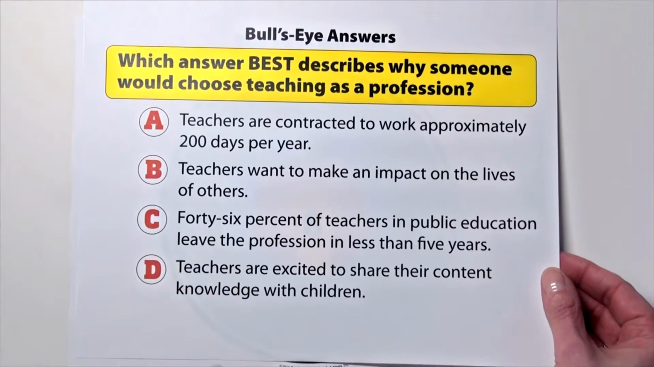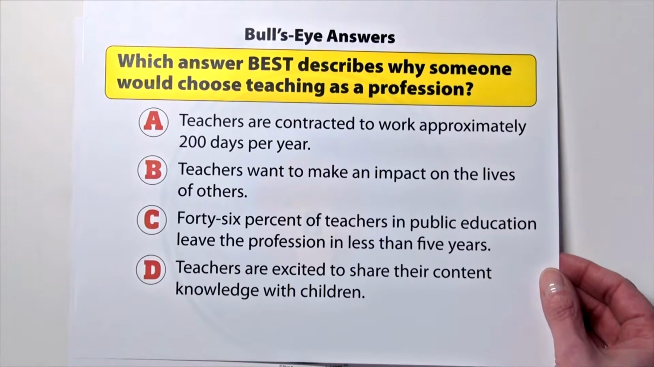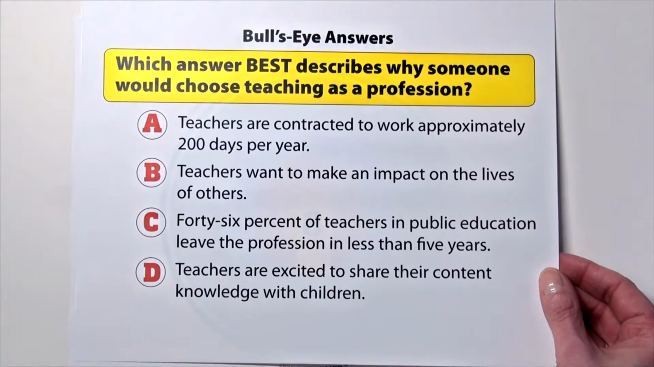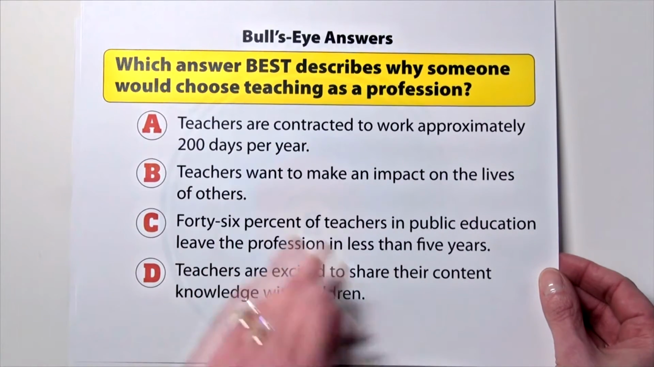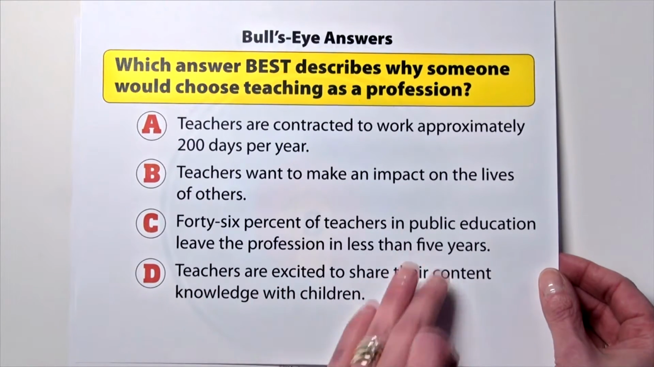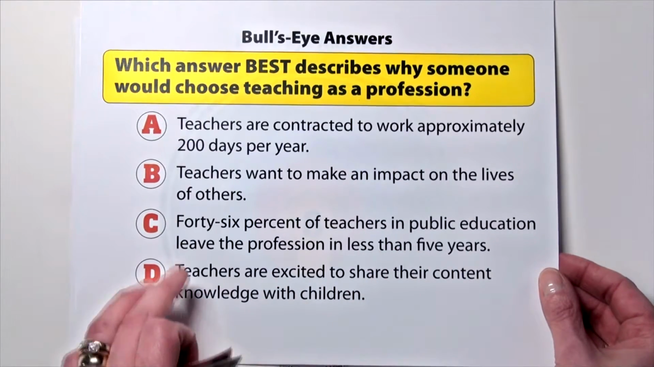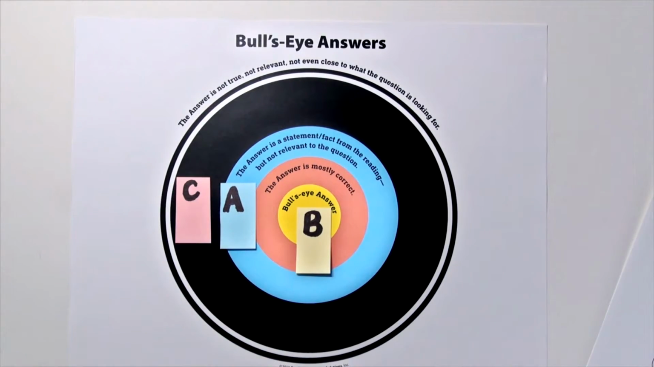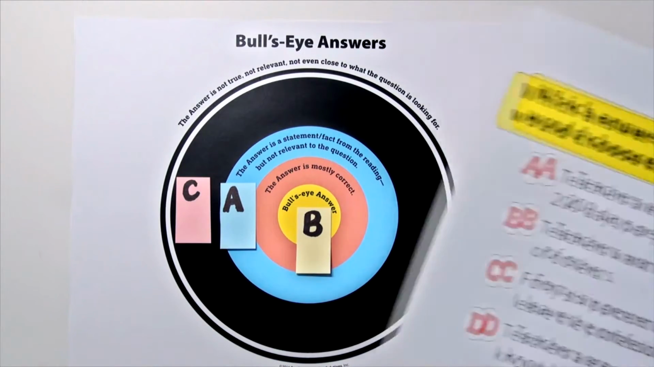Let's keep going. 46% of teachers in public education leave the profession in less than 5 years. Well, that's true, but it doesn't go with why people get into the profession. They don't get in to leave it. But that's a black ring. That's way out there. That's a no, far away, not so good.